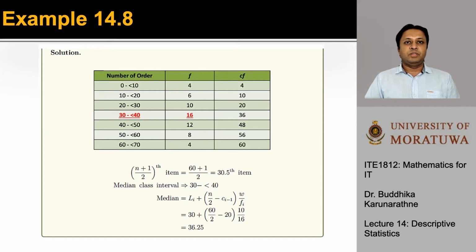You do the calculation and you will get 36.25 as the median value. So this is how you calculate the median for a data set with class intervals.